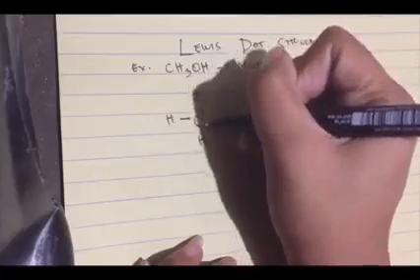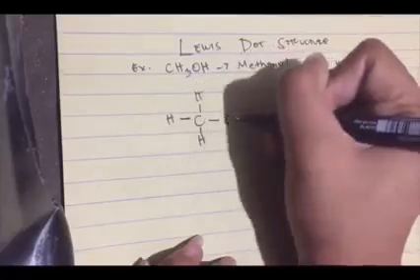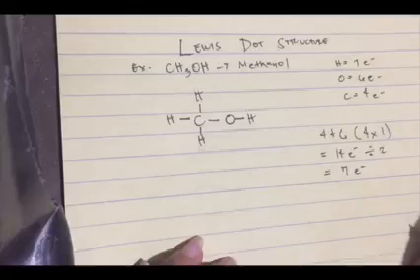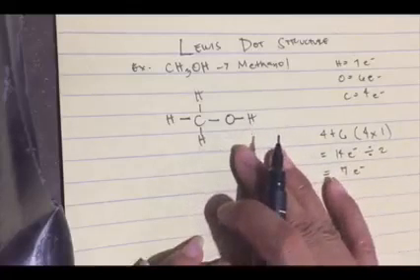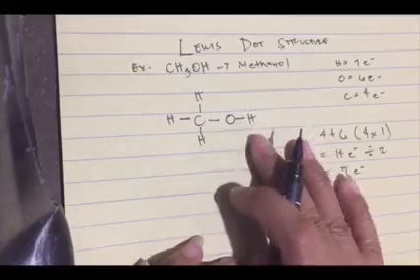So now let's pair them up. 1, 2, 3, 4, 5. There are already 5 bonds in the sketch drawn above. Now, only 2 electron pairs are remaining to mark on atoms.